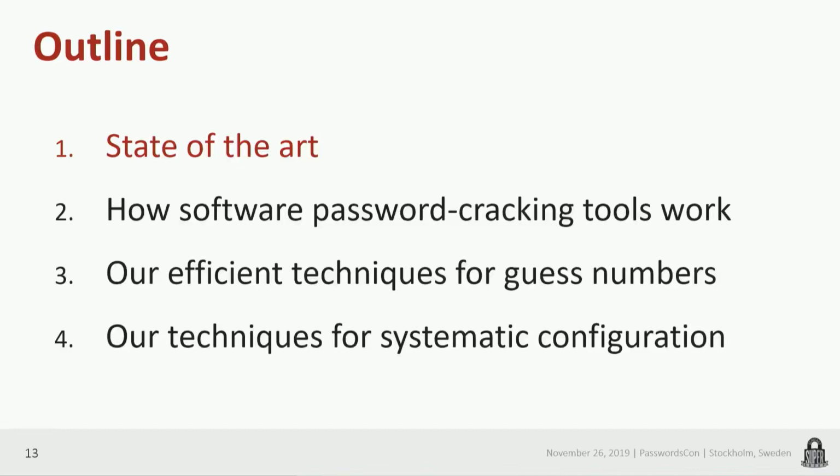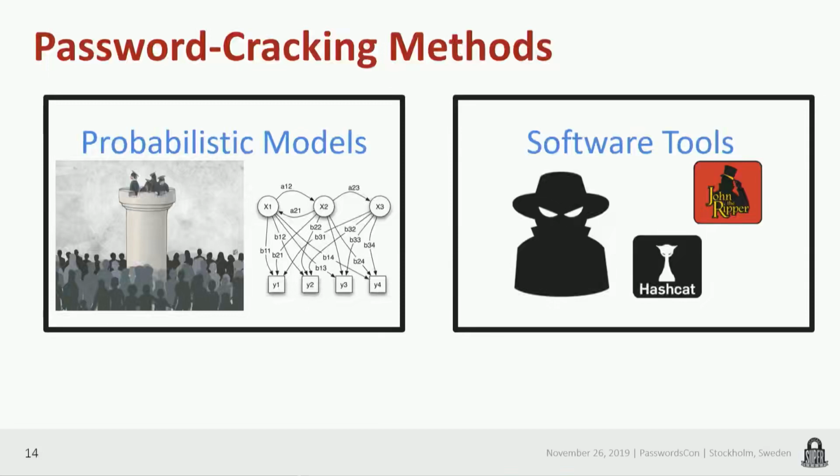Since the guess number depends highly on the attack you execute and the model behind that, I want to introduce you to the state-of-the-art in password cracking. I guess some of you already know this, but there are 2 main classes of password cracking methods. The first one are probabilistic algorithms or models, and the second one are software tools like John the Ripper, which are used in the InfoSec community, and I guess by many people here in this room too.